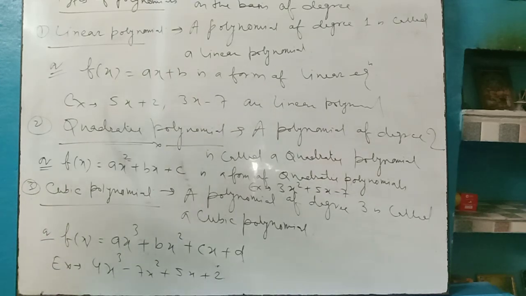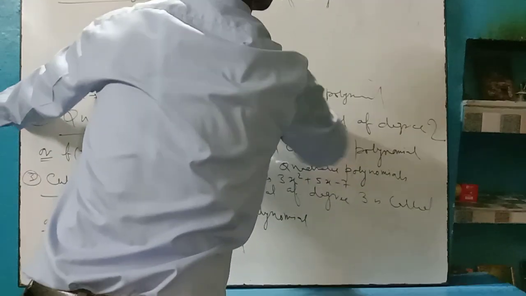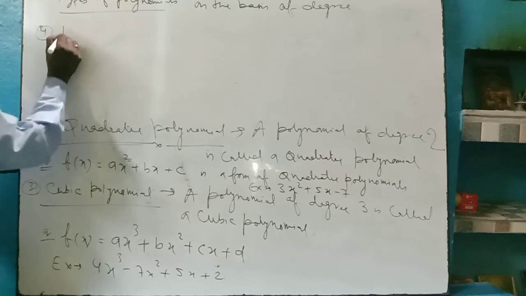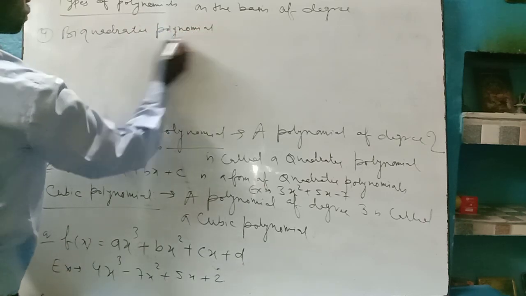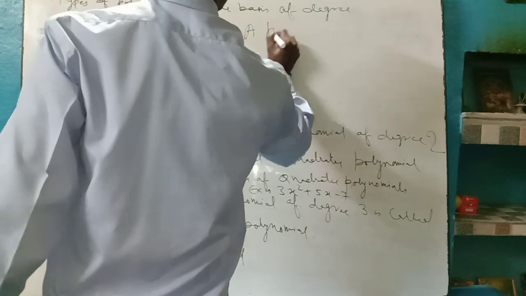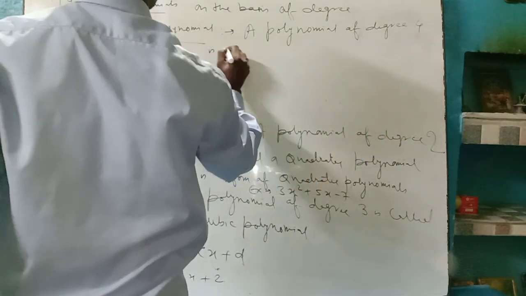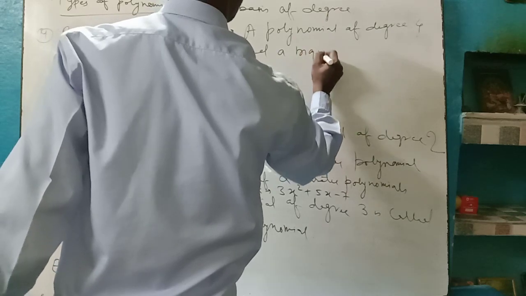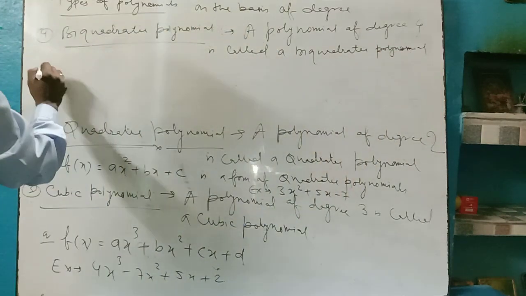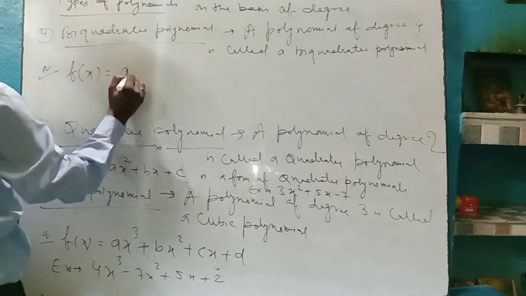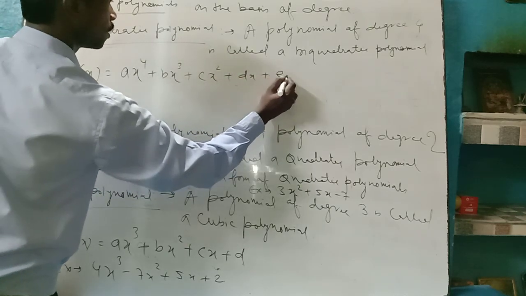And the next one is biquadratic polynomial. A polynomial of degree 4 is called a biquadratic polynomial. In another word, its form may be ax⁴ + bx³ + cx² + dx + e.